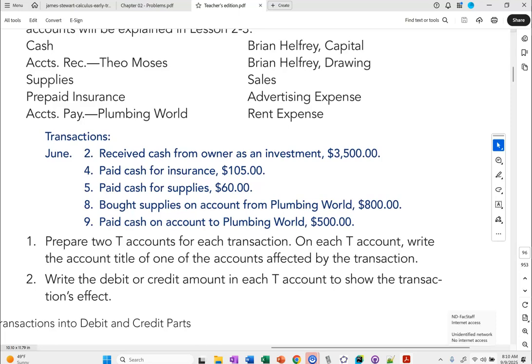You ready for me to read through solutions here? Is everybody more or less done working? All right, there are the numbers. For June 2nd, the two accounts are cash and capital. For cash, you have $3,500 on the left, and for capital, you have $3,500 on the right.